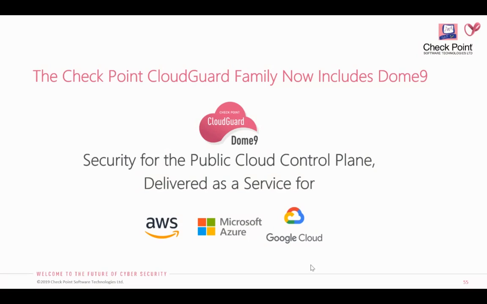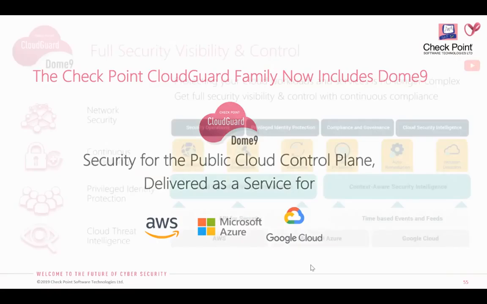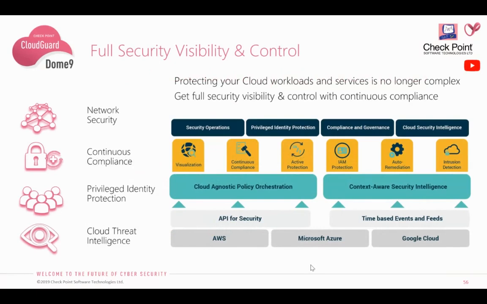So Doom 9, the Checkpoint CloudGuard family now includes Doom 9. They acquired the company called Doom 9 and got this public cloud control plane. It is delivered as a service for AWS, Azure, and Google Cloud customers, and let's see that in detail. Protecting your cloud workloads and services is no longer complex. Get full security, visibility, and control with continuous compliance. So it can provide network security, continuous compliance, privileged identity protection, and cloud threat intelligence as well. All these features are provided by Doom 9.